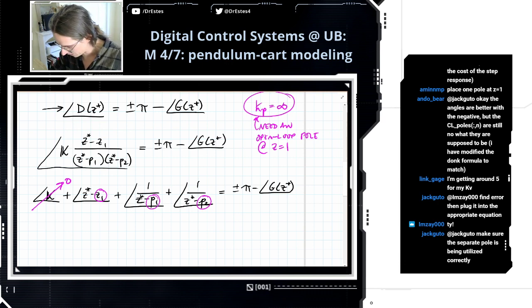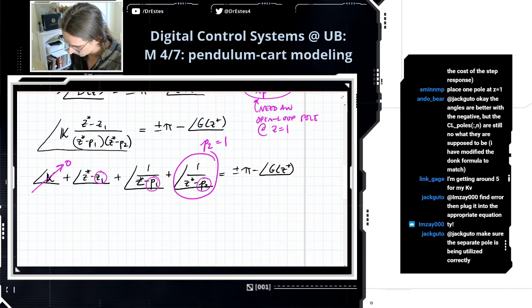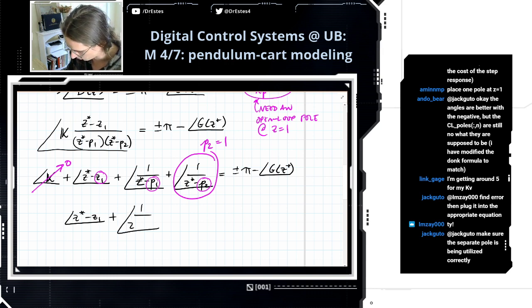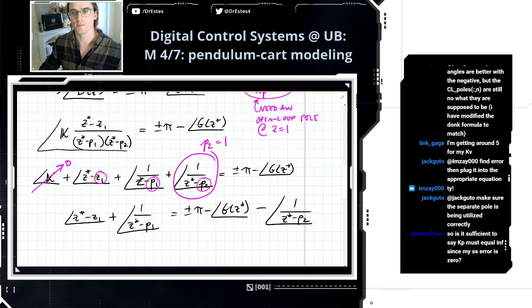So let's say that I set P2 equal to 1, because I know one of them has to be that, so I'll just do that. Then, let's clean this up a little bit. I know that the angle contribution from the remaining zero and the remaining pole is going to be plus or minus pi minus the angle of G minus the angle from that pole.